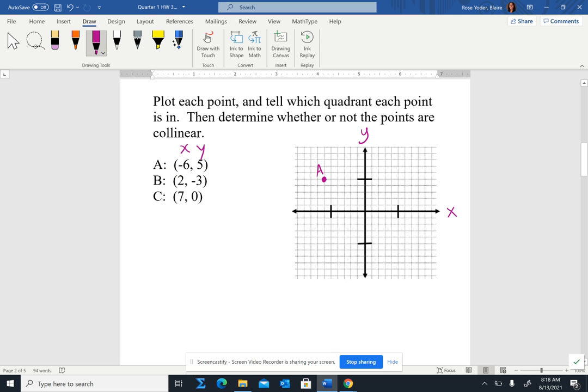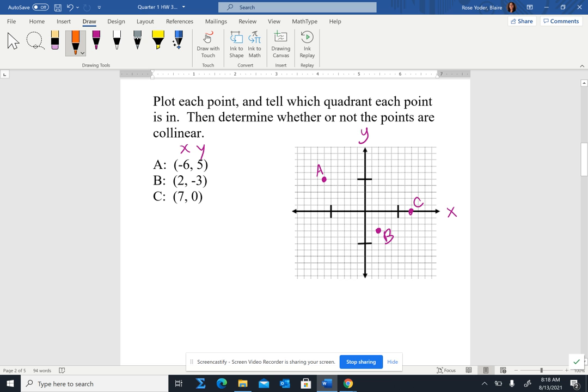Point B, we're going to start at the origin, and it's +2, so we're going to count to the right 2, and then -3, so down 3. And then I'm going to label that with a capital letter B. And then point C is 7, 0. So starting at the origin, I'm going to go to the right 7 because it's +7 on the x-axis, and then I'm going to go up 0. And that is my C. All right, that was thing number 1, plot each point.